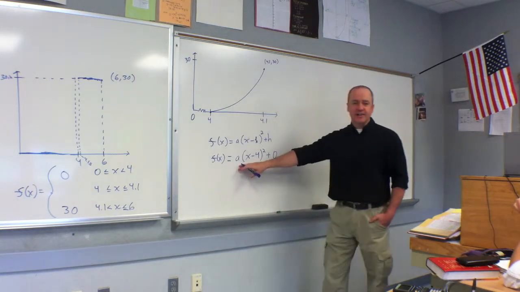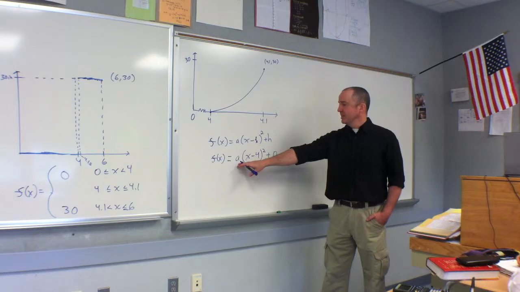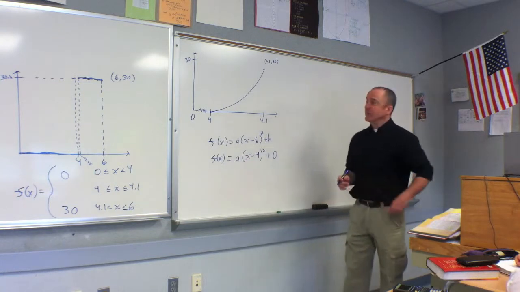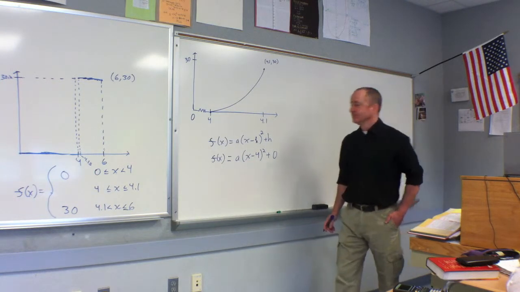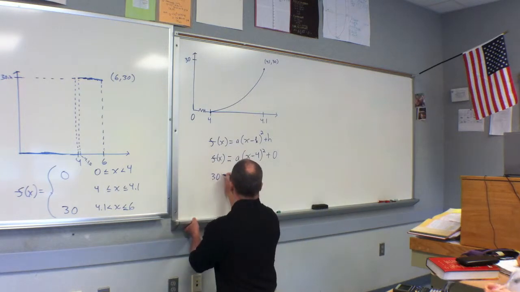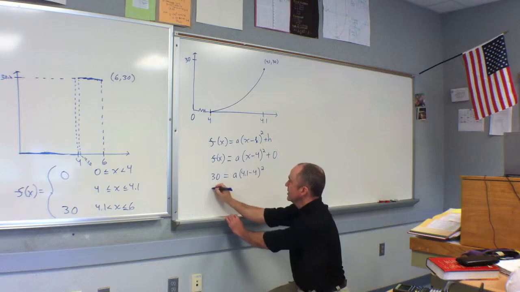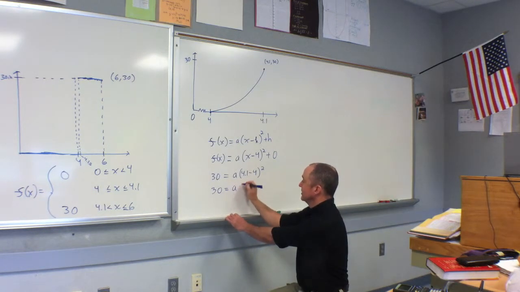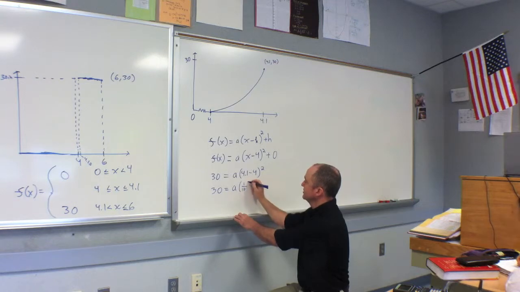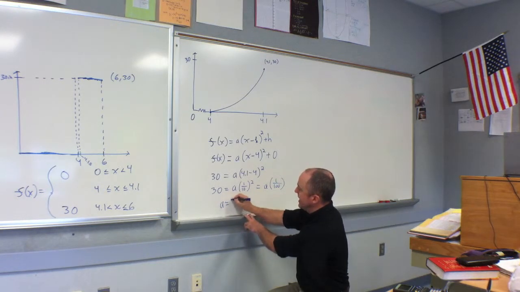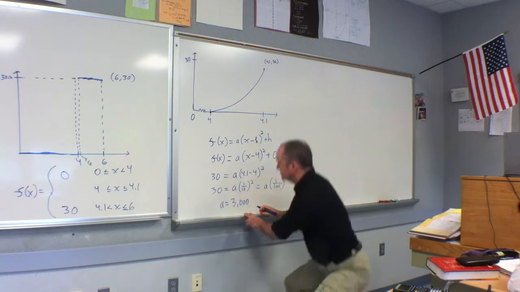The way you would find this a value is, if you know another point on the parabola, you could plug that in for x and f of x and solve for a. Do we know another point on this parabola? Oh my gosh, we do. We know that 30 equals a times 4.1 minus 4 squared. What's 4.1 minus 4? 0.1. May I write that as 1/10? Sure. What's 1/10 squared? 1/100. Multiply both sides by 100 and a equals 3,000.